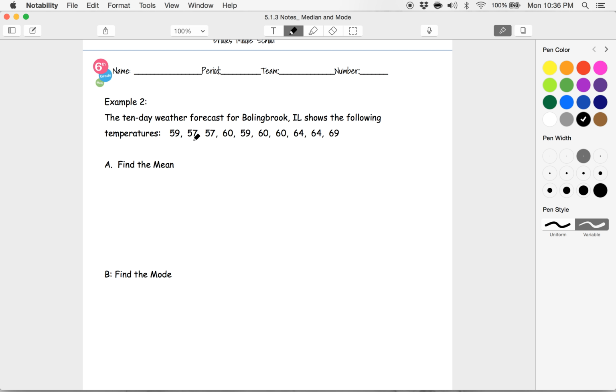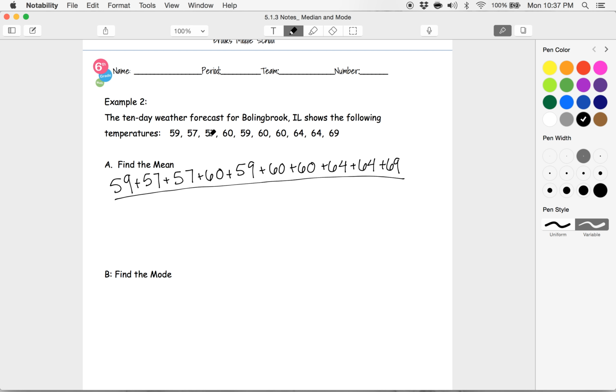I know that means I need to add all of these up and divide by how many. So let's start by adding. We're going to have 59 plus 57 plus 57 plus 60 plus 59 plus 60 plus 60 plus 64 plus 64 plus 69. Ooh, there's not a lot of space for that one. All right, and I have 1, 2, 3, 4, 5, 6, 7, 8, 9, 10 of these.